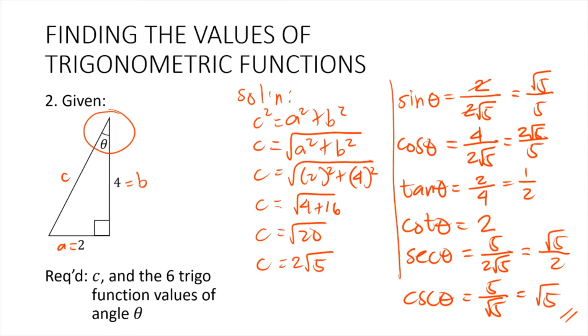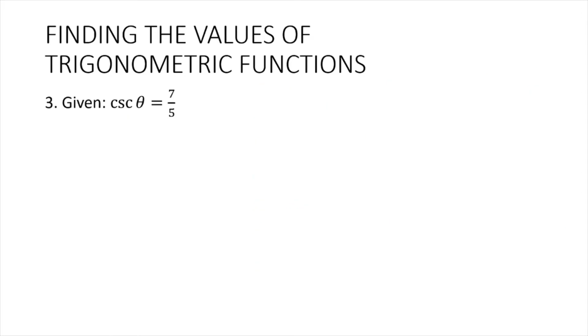Now for the next problem, what if the given is the value of one of the trigonometric functions? In this case, we are given cosecant theta equals 7 over 5. To solve this problem, we need to provide a right triangle. Okay, so let's draw a right triangle. We can place theta here, okay, or here. Regardless where you put theta, the definitions of the trigonometric functions will remain the same, okay? And the placement of the lengths of the given sides will just follow accordingly, okay?